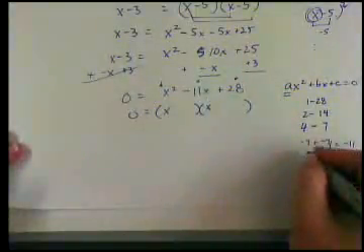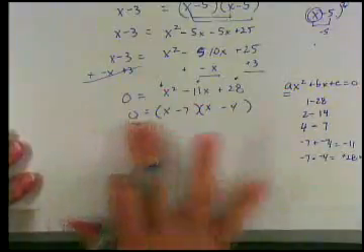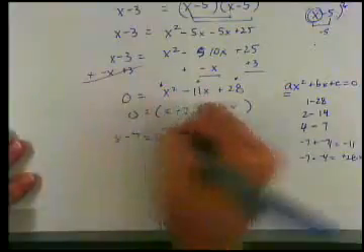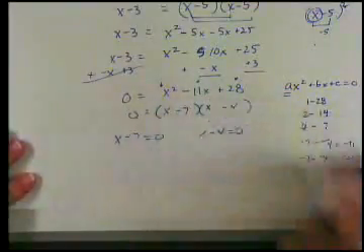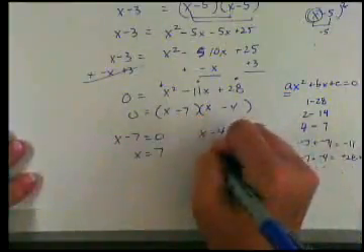So what did I say? My values are going to be negative 7 and negative 4. All right? So now what? We have it equal to 0, so that means we're going to have to create 2 separate problems. X minus 7 equals 0, and x minus 4 equals 0. Add 7 to both sides. X equals 7.